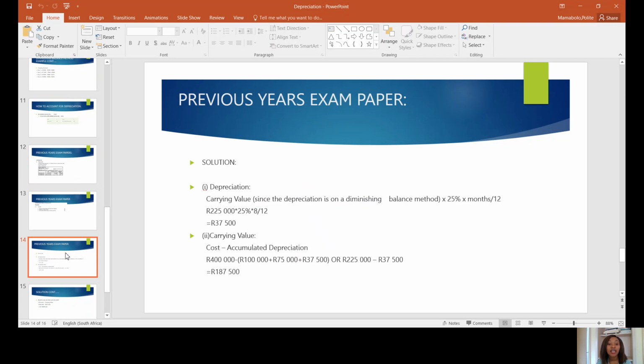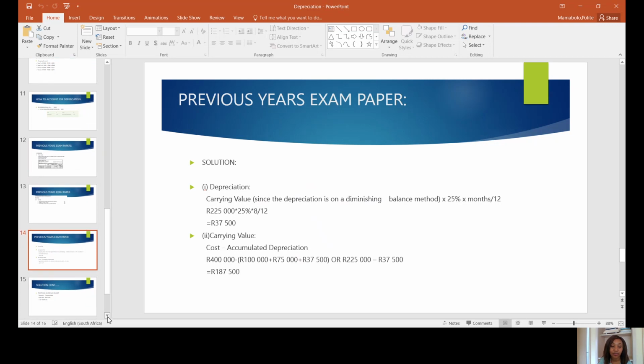So we get our depreciation being 37,500, and then what is the carrying amount on that date? The carrying value is the cost minus the accumulated depreciation. The accumulated depreciation at that point is 100,000 plus 75,000 plus 37,500. So 400,000 minus all of that is equal to 187,500, or another way to calculate it would be to take the 225,000 minus this 37,500, and you get the carrying value on the 31st of October 2018 being 187,500.